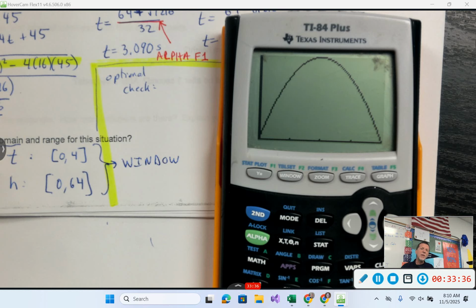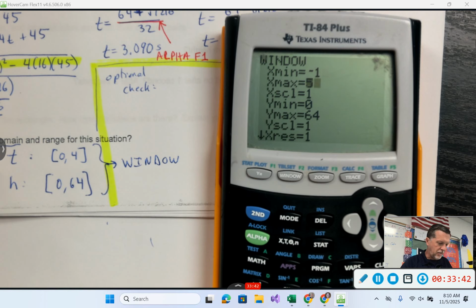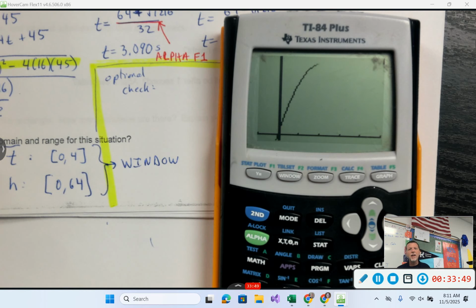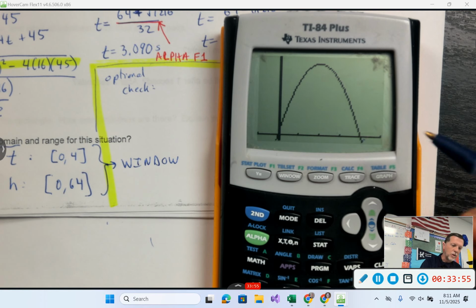Now, sometimes people don't want it to fill up the whole graph. They want some margin around there. And so you go -1 to 5 and maybe -5 to 70. That way you get a little zoomed out and see a little bit more of what's going on, even though you know that the ball doesn't really go below ground or start at negative time over here.